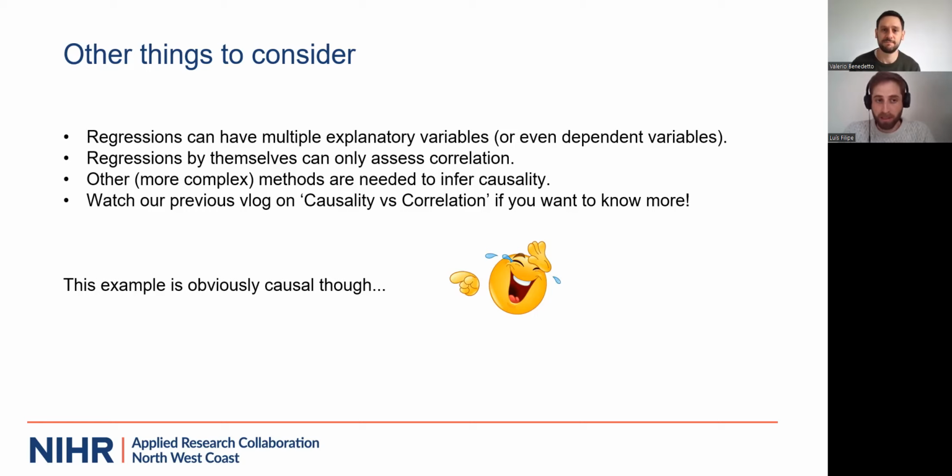Now, another important message is that regressions by themselves cannot assess causality. They can only assess correlation. In our example, it is obviously causal, right? So there are other methods that you add to the regression. Regression is just a tool. Then you need to prepare your data, or use some other methodologies with the regressions, that can lead you to causality. So please watch our previous vlog on causality and correlation, and we hope to create another one on how to infer causality.